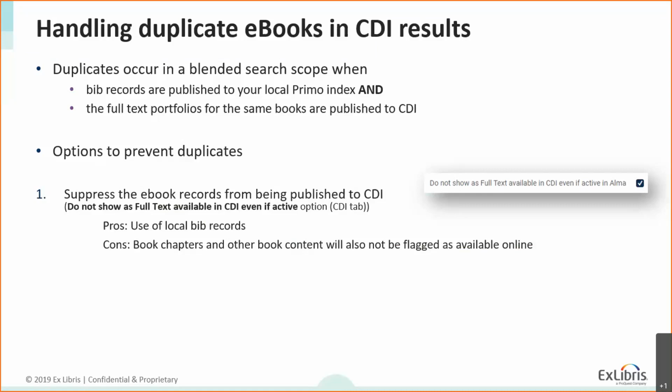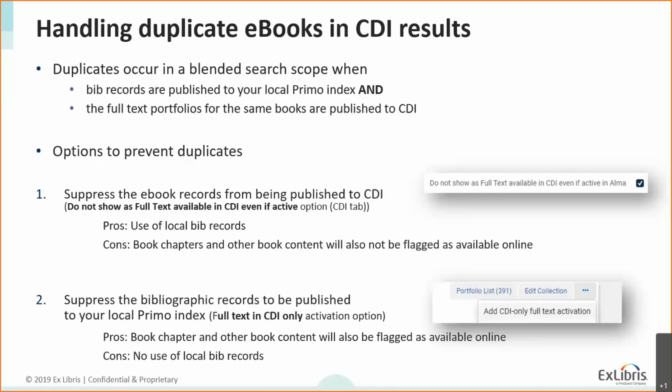Another way to solve this duplication is to do the other way around. You can say, okay, I want to show the CDI records. I want to show the book chapters in CDI, but in order to avoid the duplication, I will suppress them from Alma and say add CDI only full text activation, meaning that the books that exist in Alma will not be published to the local Primo index, and they will not be available through the Alma link resolver.